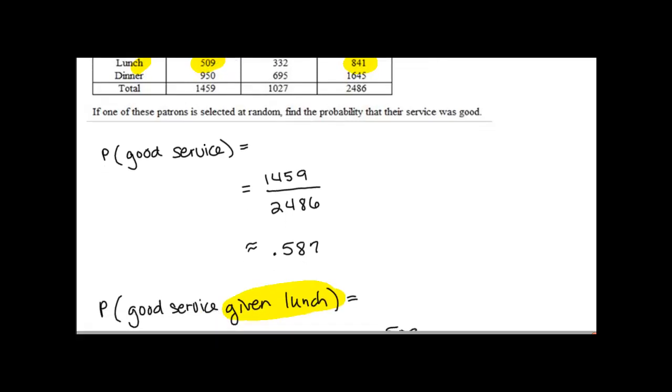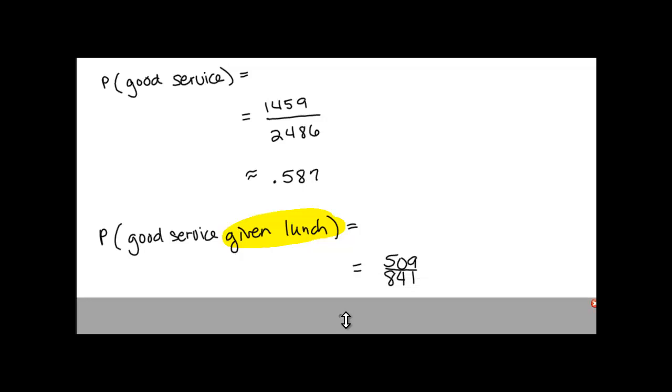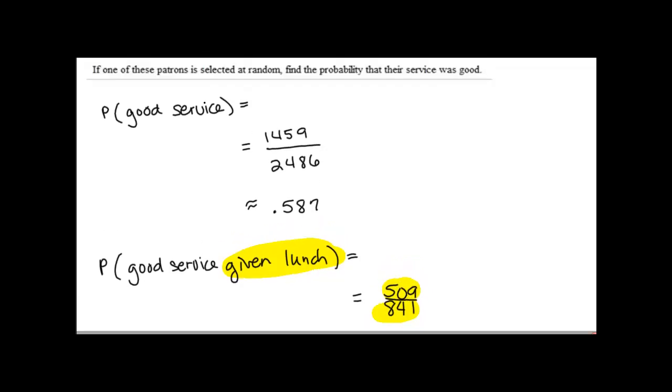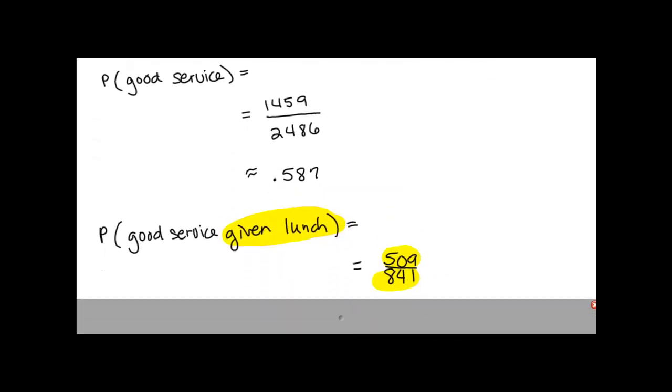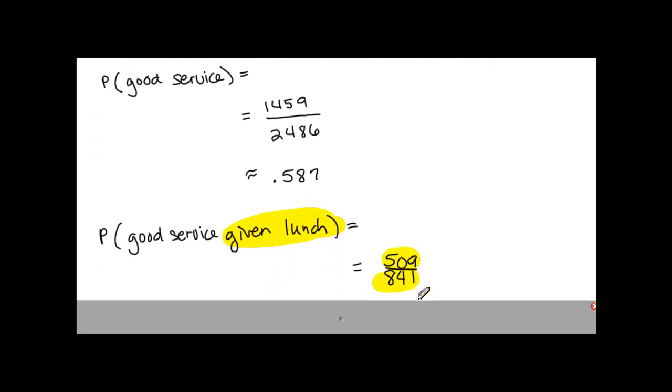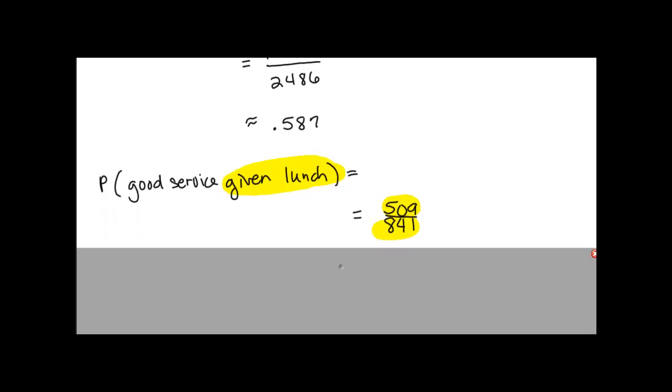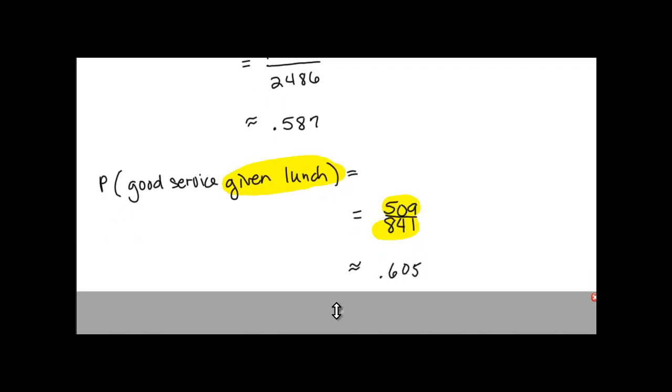So what's given always goes in the denominator of your fraction. We were given they came for lunch. That was the 841. Of those, how many had good service? It was 509 out of 841. So that again is as simple as that fraction will go. No common factors. You could be asked to give that in fraction form or possibly in decimal form. This one I've rounded to 3 decimal places.